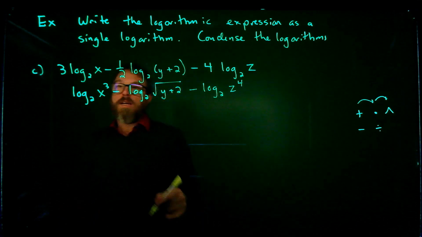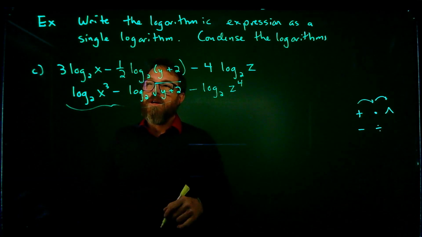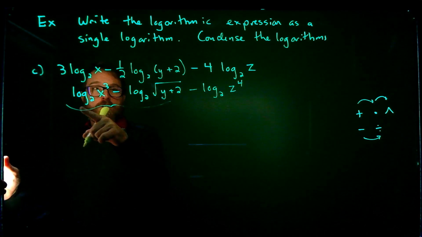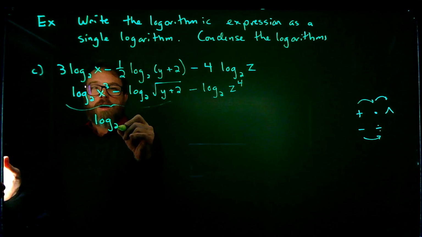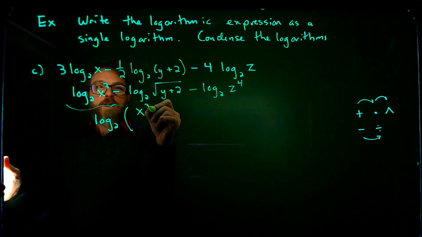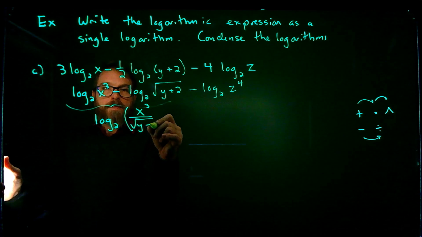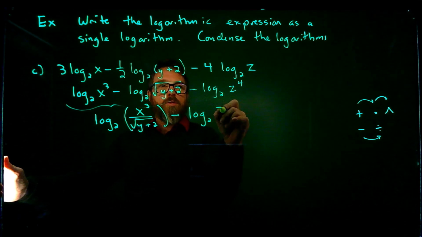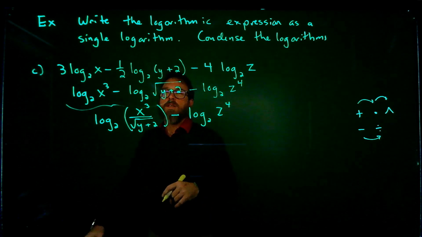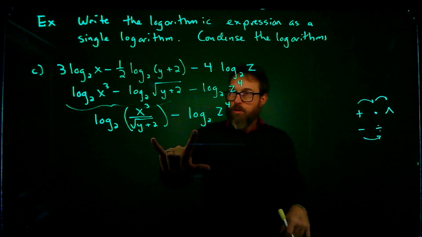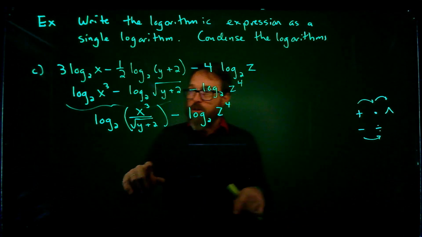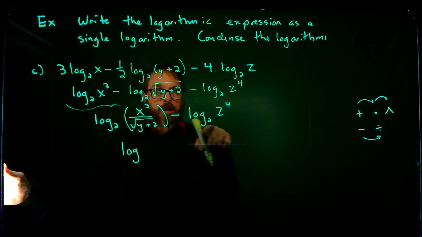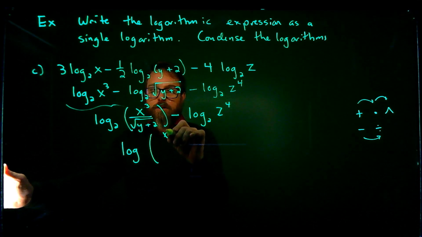Now we're going to handle 2 at a time. So let's do this piece first. What I know is that subtraction is going to turn into the division of the argument. So these 2 logarithms are going to condense to a single log base 2 of the division of their arguments. Now we still have the log base 2 of z to the 4th. Now again, I got 2 logarithms and subtraction turns into division, so this is going to be the single logarithm of this argument divided by this argument. We'll show it the long way first.